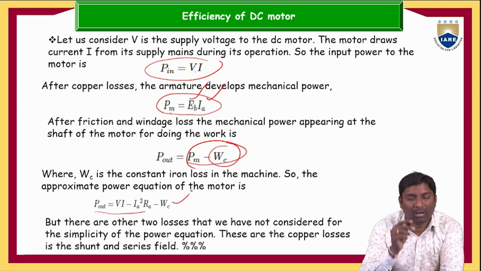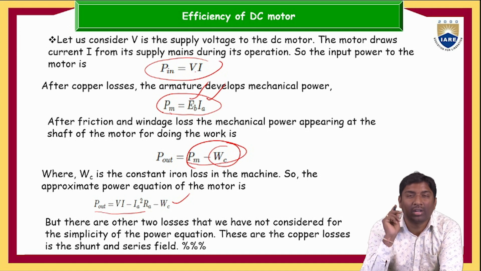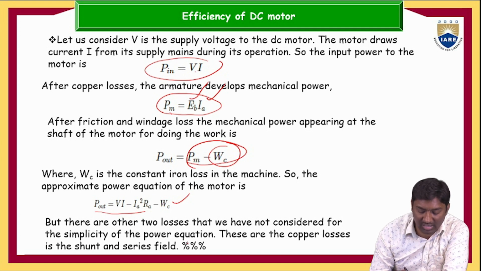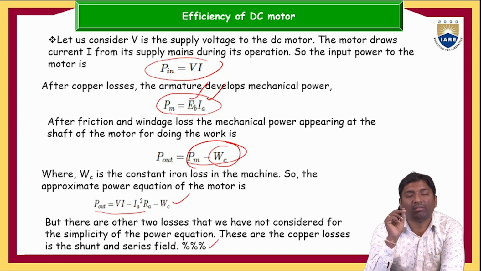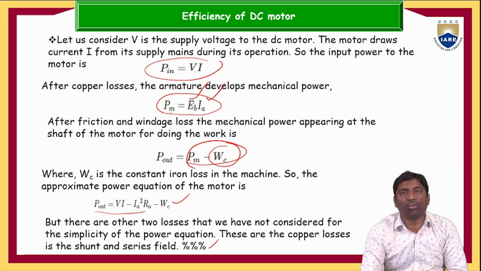But there are two other losses that we have not considered here for the simplicity of the power equation. These are the copper losses in the shunt and series field windings. We are not considering them. So the output power equation is equal to VI minus Ia square Ra minus Wc.